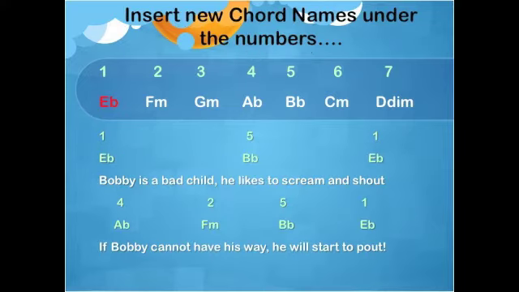Now you can see I took the letter name of the chord and associated it with the number of the chord that was in the song. 1, 5, 1, 4, 2, 5, 1 now become E flat to B flat to E flat to A flat to F minor to B flat and to E flat again.